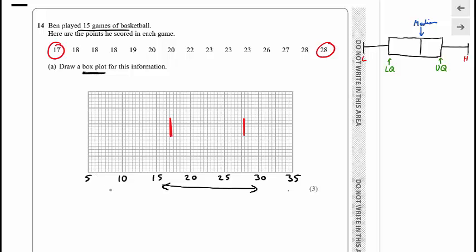So in other words, I could put 15 down here. I could actually change the scale to have 15 down here. I could then have 20 here. I could then have 25 here. And I could have 30 here. So it's much more spread out.